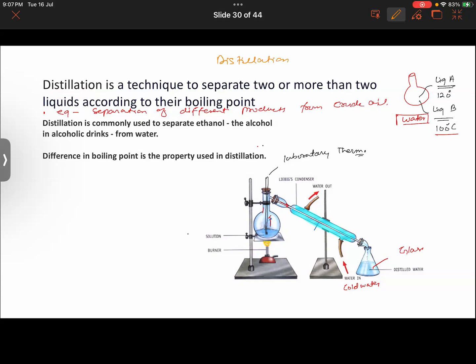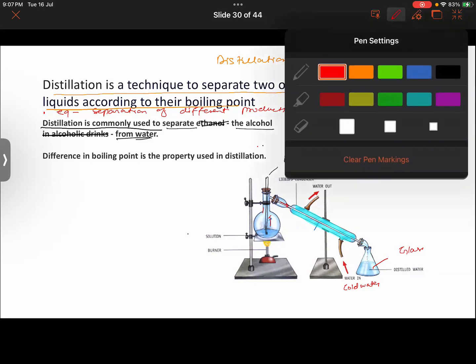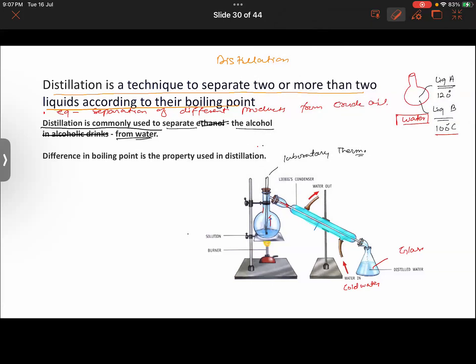For those of you who haven't noted it down, just write down this point. Distillation is a technique to separate two or more liquids according to their boiling point. Then give the first example. The next example would be that it is used for separation of water from alcohol also. So just write down distillation is commonly used to separate the alcohol from water. Don't write ethanol, and no need to write the alcoholic drinks. So here, let us understand how it happens. First of all, let me clean this.